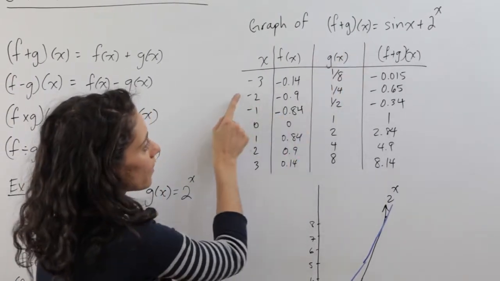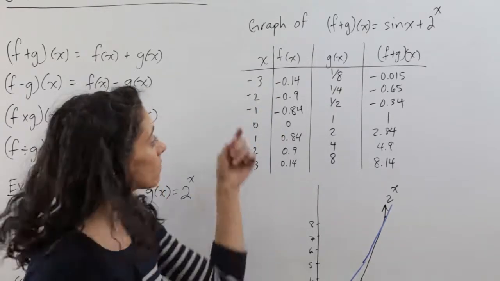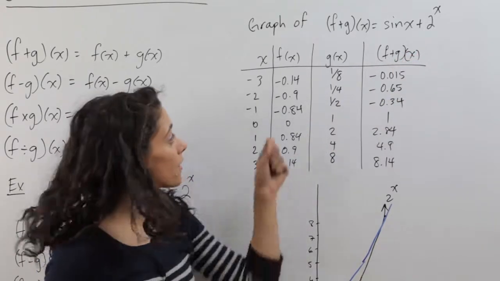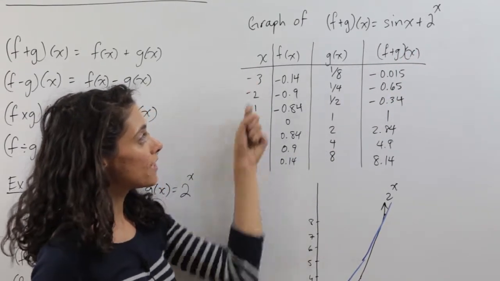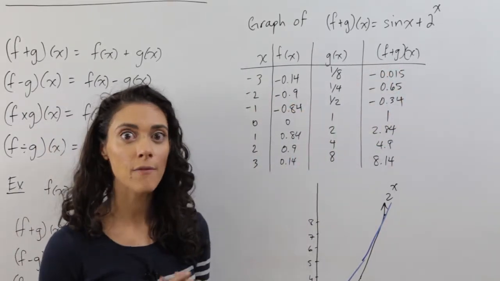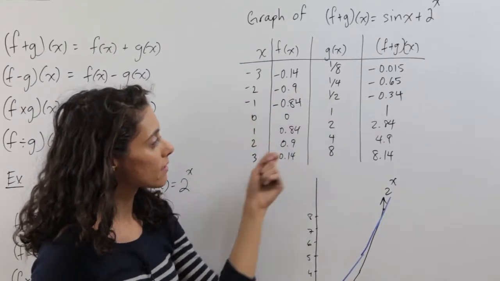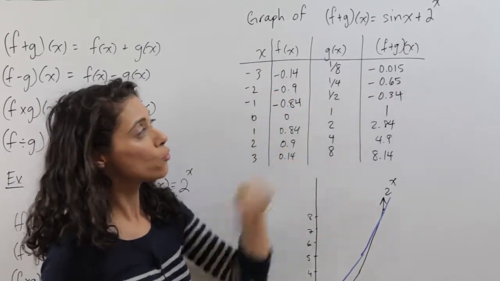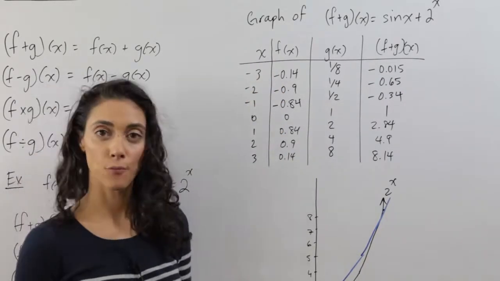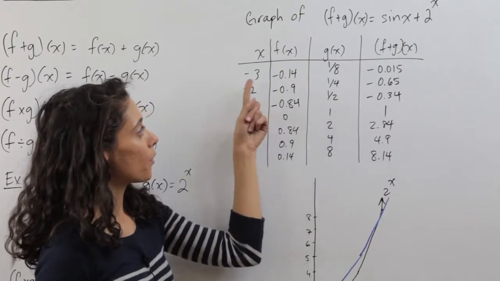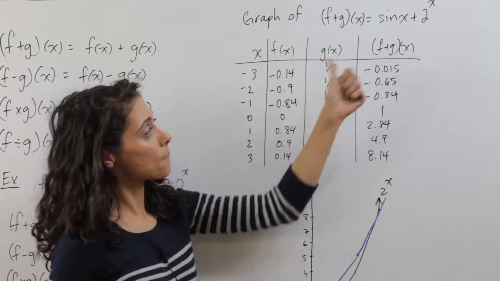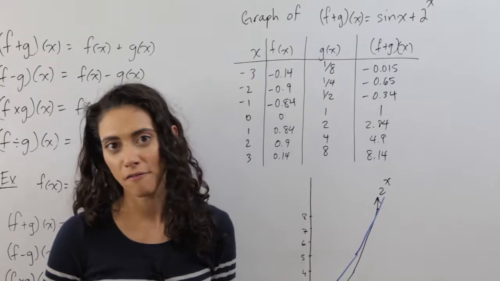So sine evaluated at -3 is that, at -2, at -1, etc. I evaluated the exponential function 2 to the x at those same values for x. So the input is the same into both of these. And then to get the new y-coordinate for the sum of those two functions, I add the y-coordinates together. So since f of x contained the point -3, -0.14, and since g of x contained the point -3, 1/8, adding those two together, I get a new point on the sum, -3, -0.015.